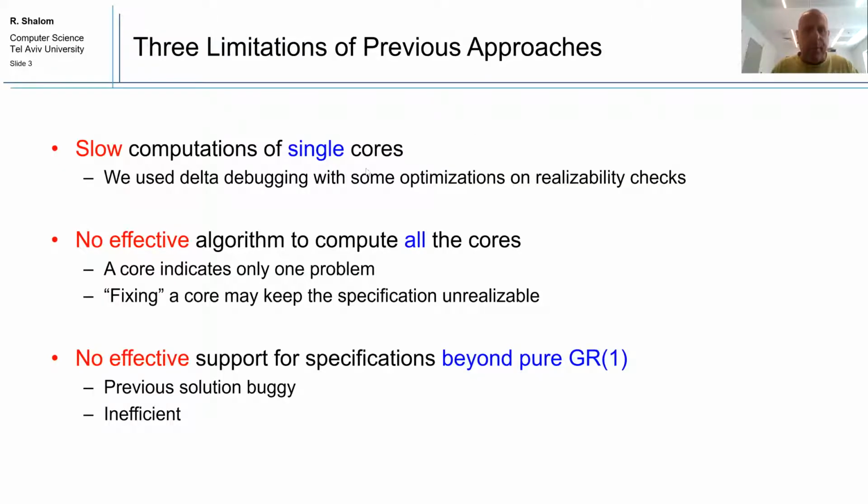There were 3 limitations of previous approaches. The first limitation was that computing a single core was slow. It was done with delta debugging by us and by others. The other limitation is that there was no effective algorithm to compute all the cores. And the third limitation is that there was no effective support for specifications beyond pure GR1 specifications. Previous solutions were buggy and inefficient.